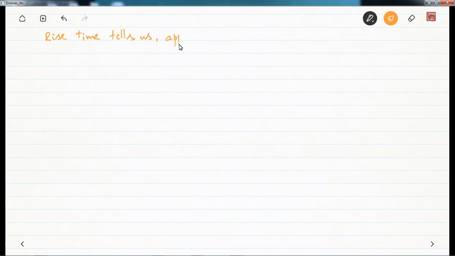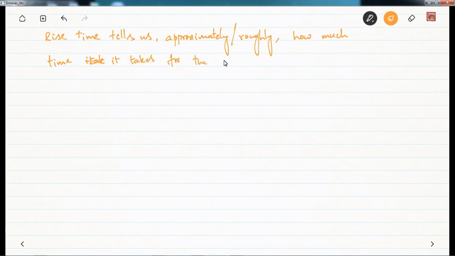And another thing is, rise time tells us approximately or roughly how much time it takes for the filter to respond. In fact, this response time and rise time is valid for any kind of system, any kind of linear time invariant system. It need not be only for a filter. We just took the ideal low pass filter as one example. That's it. So we can characterize the rise time and hence the response time for any linear time invariant system, right?